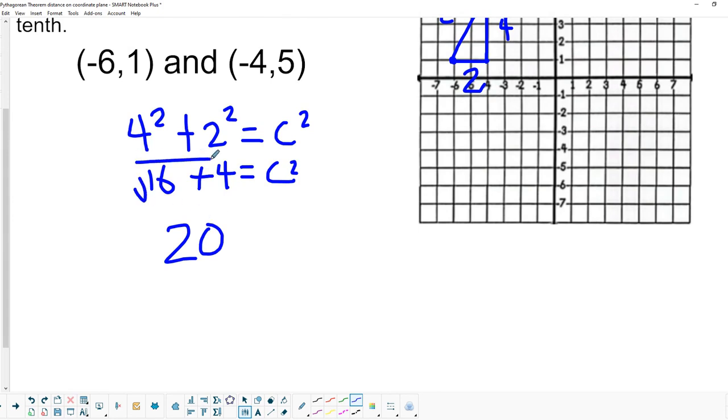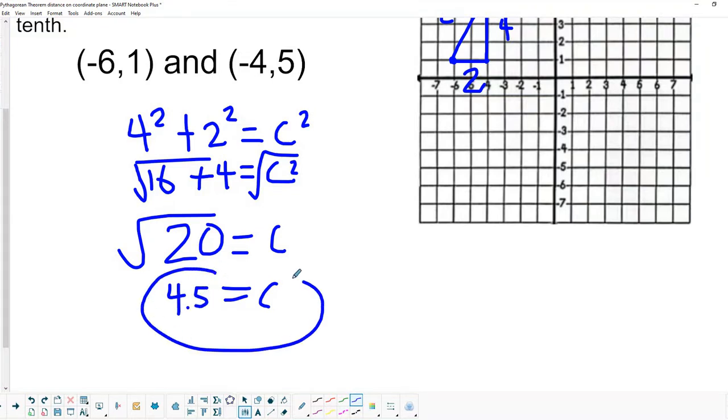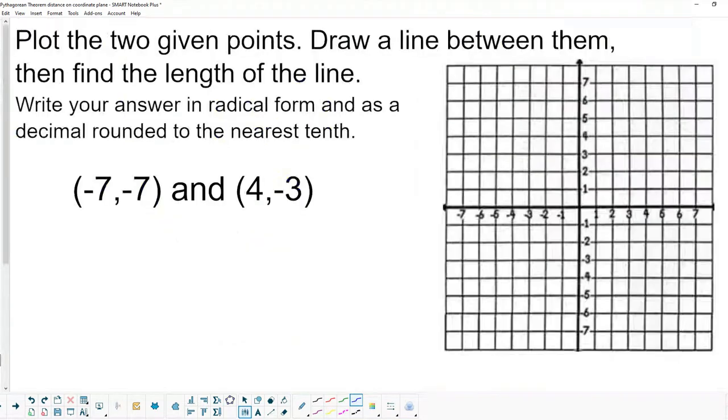So when we do the square root of both sides, we get c equals the square root of 20, which when we do that on our calculator, ends up being 4.5. 4.5 when you round it to the nearest tenth. Okay, so we've got this last example, then we'll get on to our assignment. So the first point is at -7, -7.